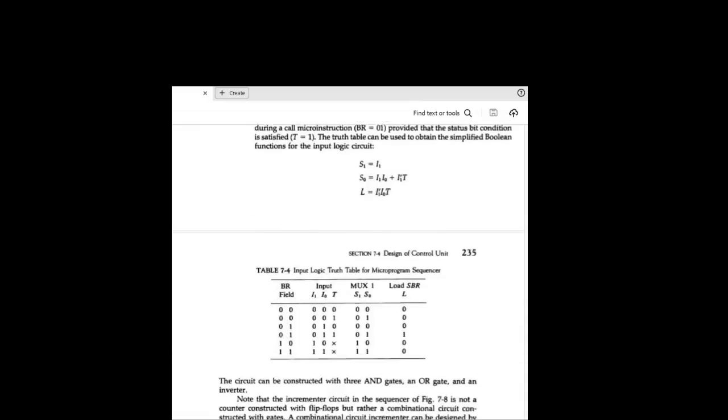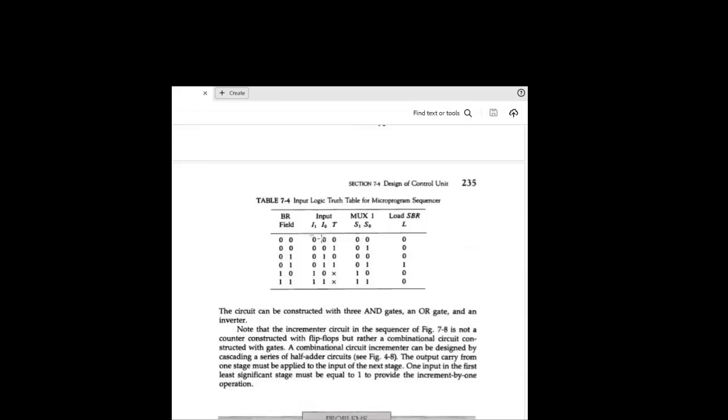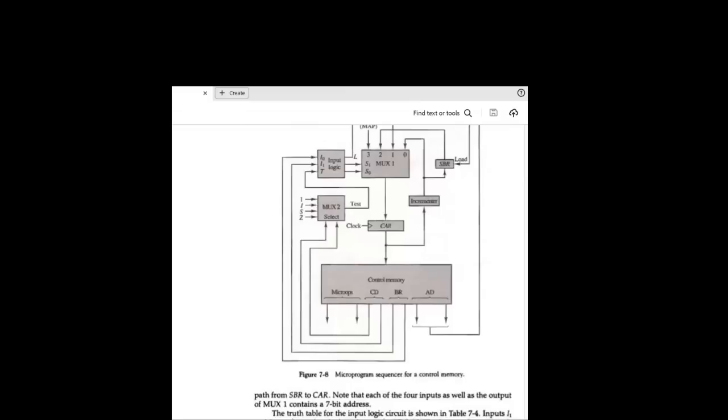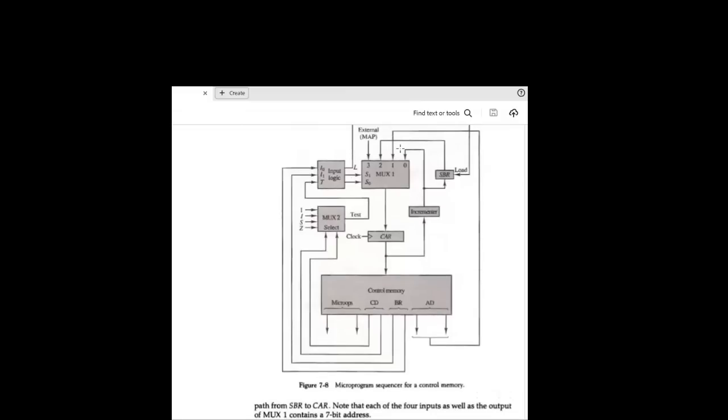Okay, so if the BR value is 0 0, I0, I1 will be 0 0. If the condition is not met, T is 0, whatever CD value you had provided, whether it is S, I, Z, if any of those values is not met, what would happen? Your selection line would be 0 0. Why is it 0 0? Because 0 0 is what? The next address. Look over here. When the selection line is 0 0, this would be selected.